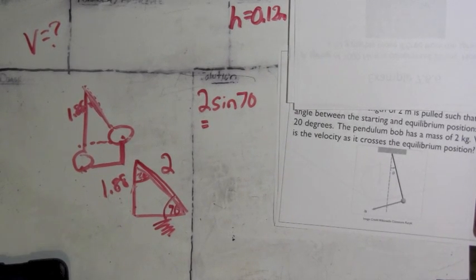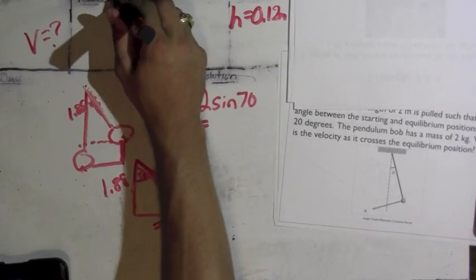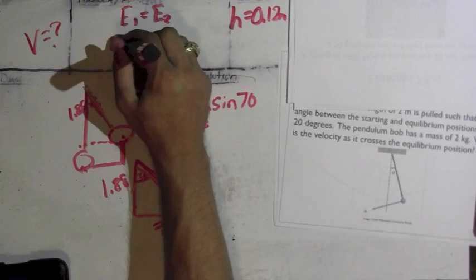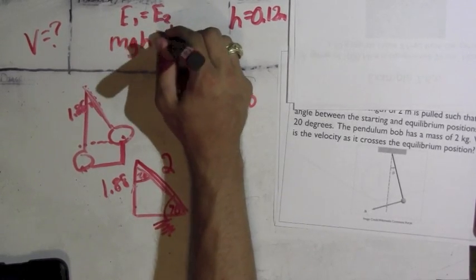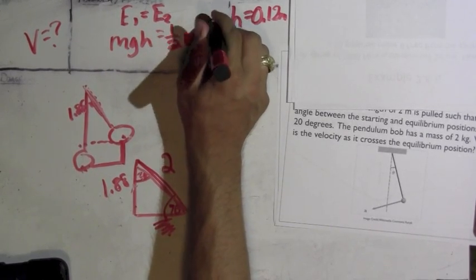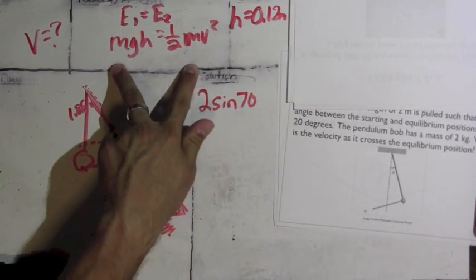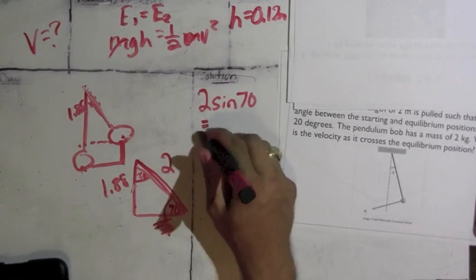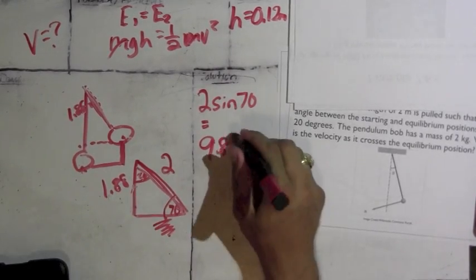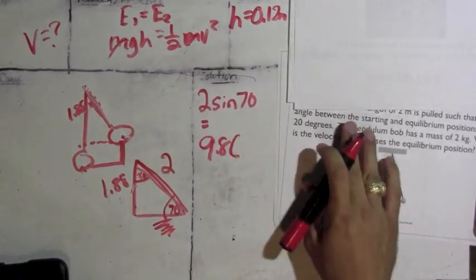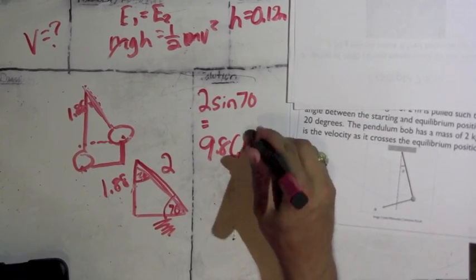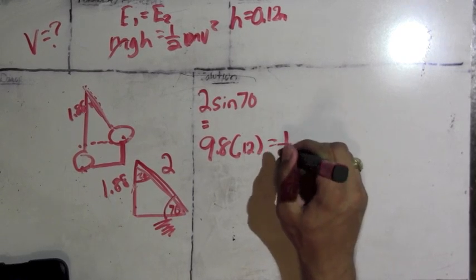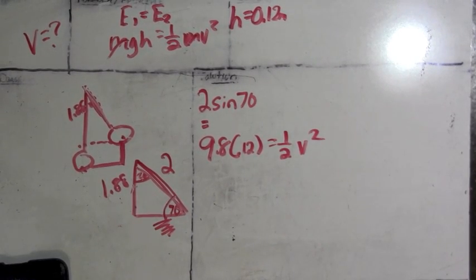Once you have that, the rest of the question is very, very easy. Conservation of energy, E1 equals E2. Talking specifically about potential energy, because gravity pulls it down. And then you also have 1/2 mass velocity squared, which is the kinetic energy. So we can say mass cancels out. We have gravity, which is 9.8, times the height, which was the tough part, finding 0.12. And then on the other side, we have equals 1/2 what I'm trying to find, squared.